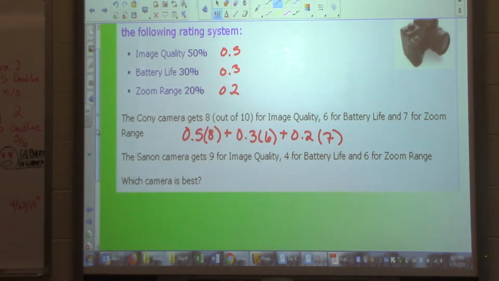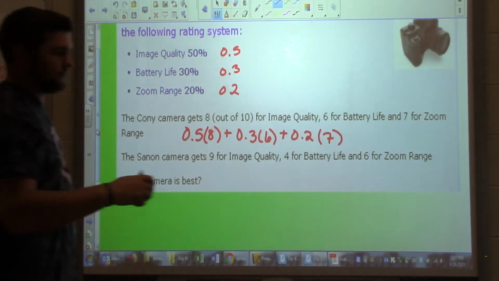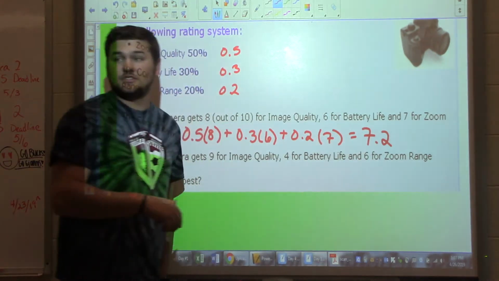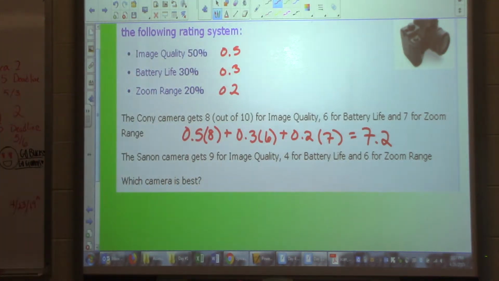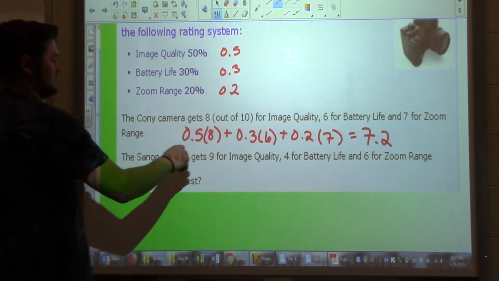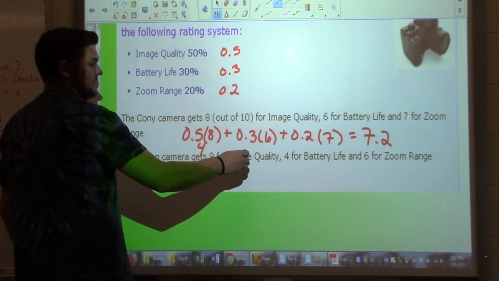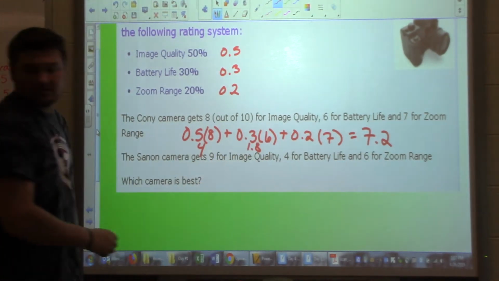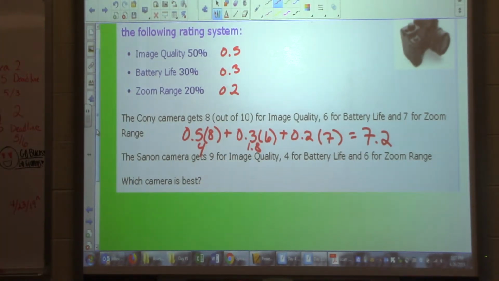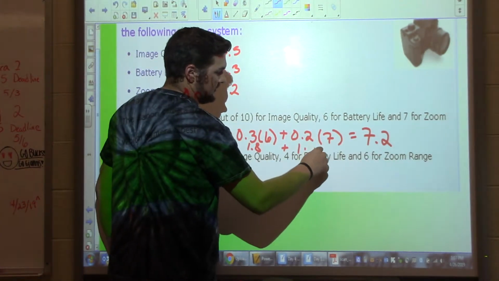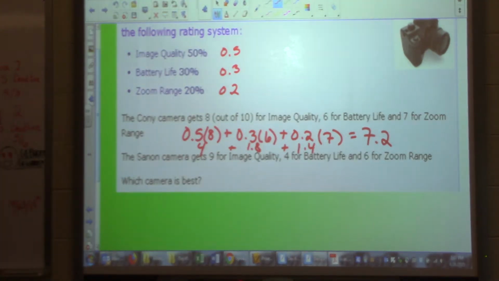And you can throw that right into your calculator. For the Kony we should get 7.2. Make sure you're getting that. That's 4, then 1.8, and then 1.4. So 4 plus 1.8 plus 1.4 should give us a total of 7.2 for the Kony.